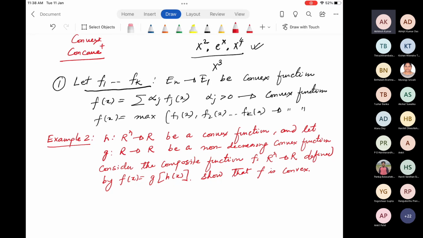Okay, so there is this function h from n to 1 dimension, a convex function. Then there is a function g which is 1 to 1 dimension, a non-decreasing convex function. So it is an increasing convex function. Now you are considering a composite function f, from n dimension to 1 dimension, defined as g of h(x). Now you need to show that f is convex. So use the property of convex, use the property of non-decreasing convex function.